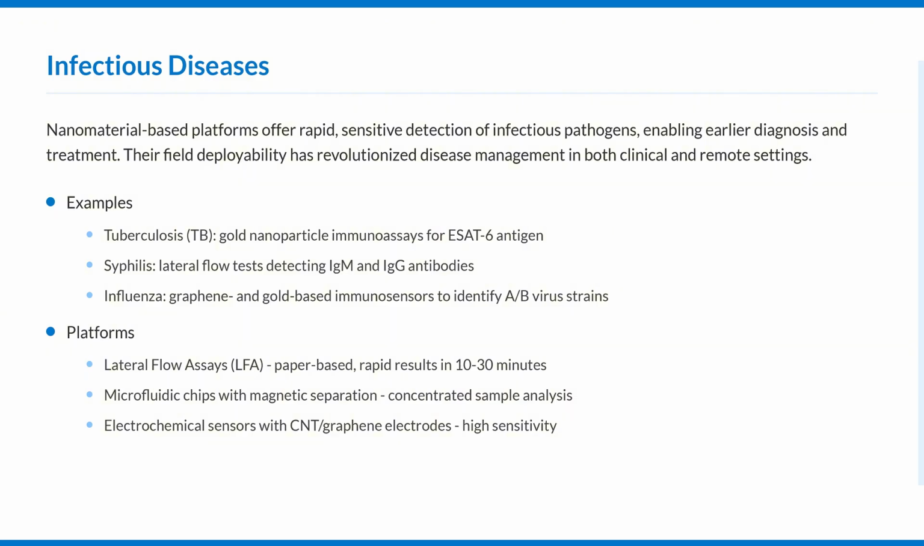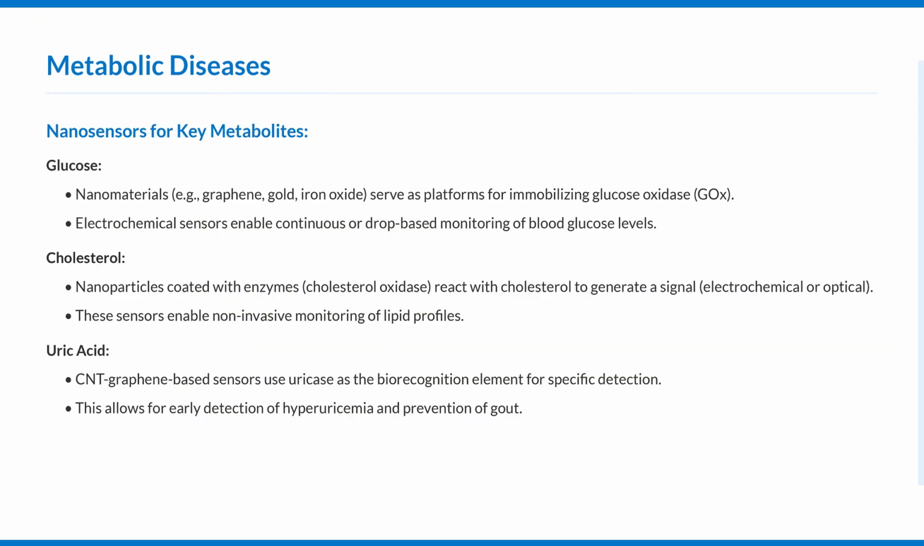and gold-based immunosensors to identify A or B virus strains. Platforms: lateral flow assays, LFA, paper-based, rapid results in 10-30 minutes; microfluidic chips with magnetic separation, concentrated sample analysis; electrochemical sensors with CNT or graphene electrodes, high sensitivity.